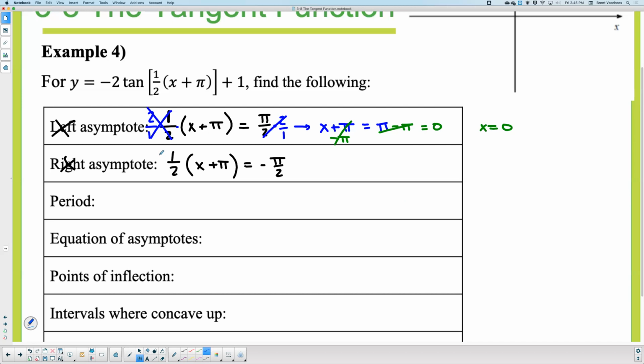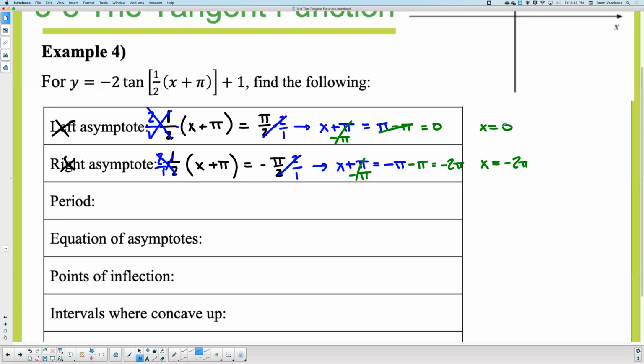Let's do this again. Same steps. We multiply by 2 over 1, those cancel, those cancel. And I'm left with a negative pi. So I have x plus pi equals a negative pi. Now what? We subtract pi on both sides. It still cancels on the left. This time on the right, it does not simplify to 0. Well, they combine together. What do we get? Negative 2 pi. A negative pi and another negative pi make negative 2 pi.